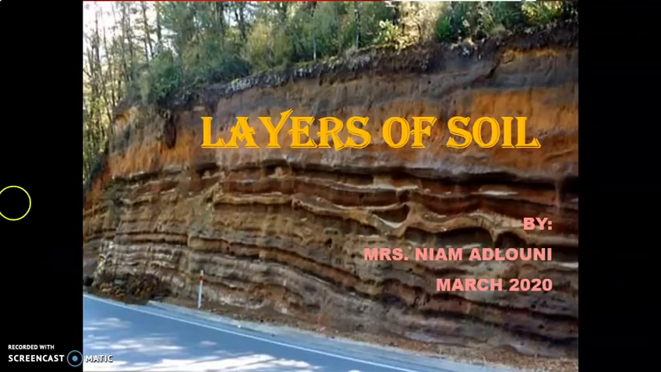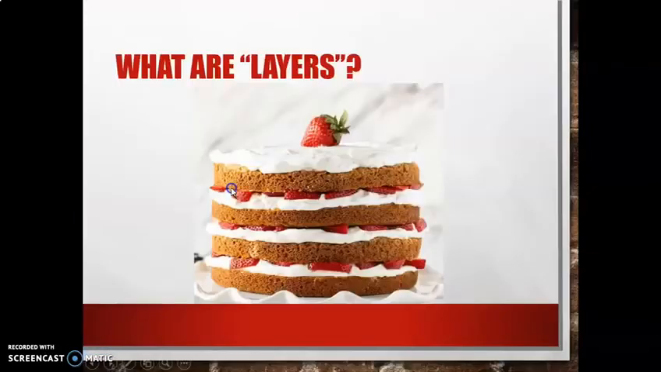Today we will talk about layers of soil. Now, if you ask yourself, what's the meaning of the word layers? What are layers? If you look at this cake, it is made up of 4 layers of cake. So that's the meaning of the word layers.